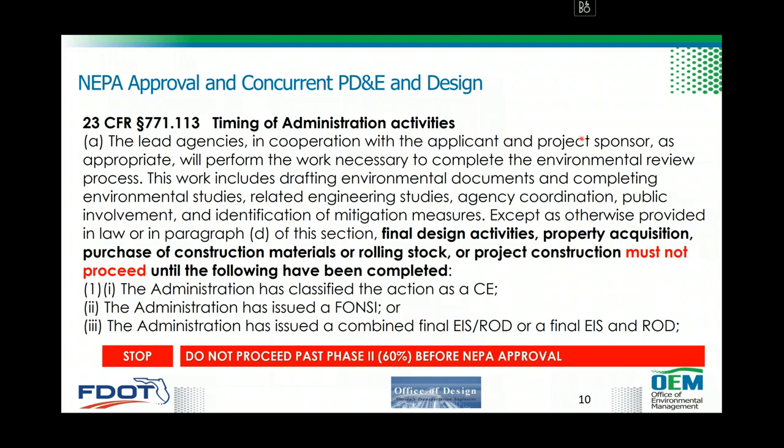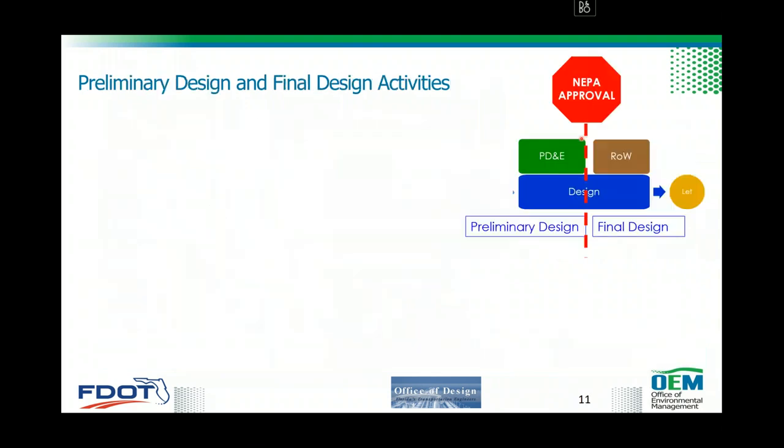So we have to stop at around 60% plans, or physical plans, before we can approve NEPA. So with this modification, you overlap PD&E and design, and then when you complete your PD&E, your design should be at or not more than phase 2 plans, or 60% design plans. Everything which is being done before 60% design plans will be preliminary design, and everything after that will be final design activities.